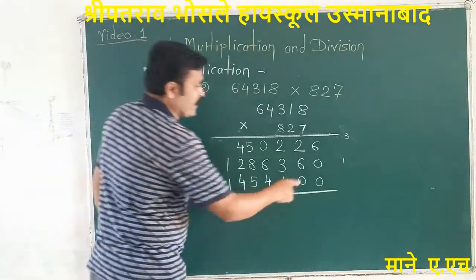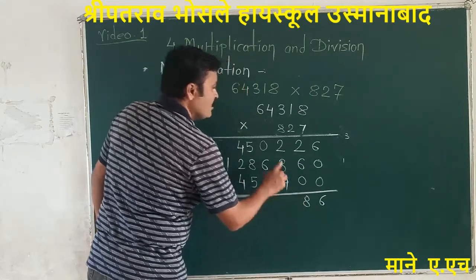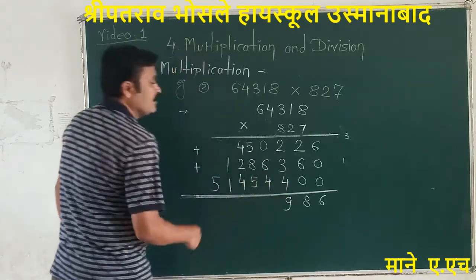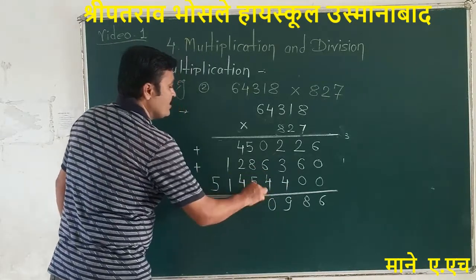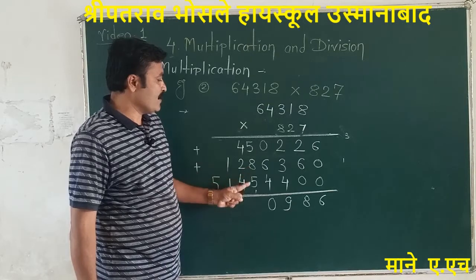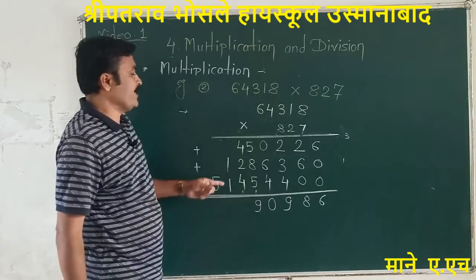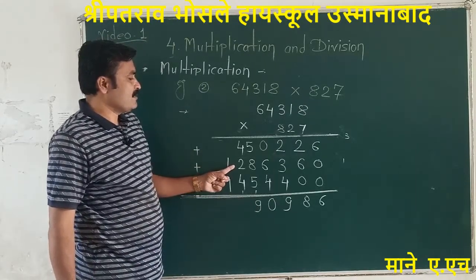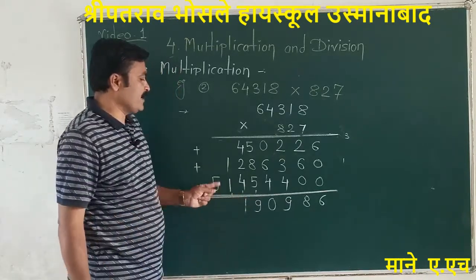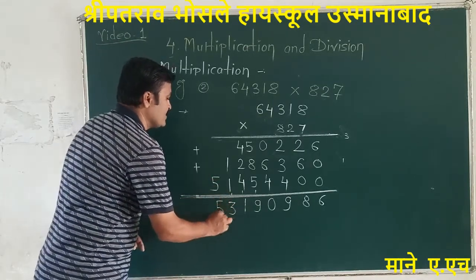Now starting from 1's place, 6 plus 0, 6, 2 plus 6, 8. Now 2 plus 3, 5, 5 plus 4, 9, 6 plus 4, 10, right here 0, 1 as carry. Now 5 plus 8, 13, 13 plus 5, 18, 18 plus 1, 19, right here 9, 1 carry. 4 plus 2, 6, 6 plus 4, 10, 10 plus 1, 11, right here 1, 1 as carry, 1 plus 1, 2, 2 plus 1, 3, and 5 as it is.